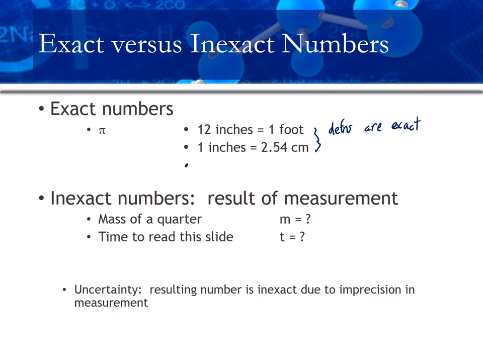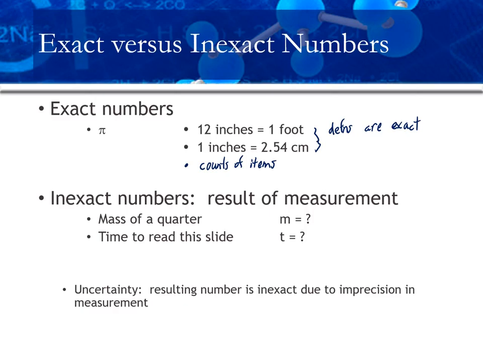Another category that are considered exact are counts of items. So if I were to count, for example, 22 students in the room, that's an exact number. It's not 22 plus or minus 1/10 of a student, which makes no sense. It's either 22 or it's 23, and I assume that I can count them, so it's exact with no uncertainty.